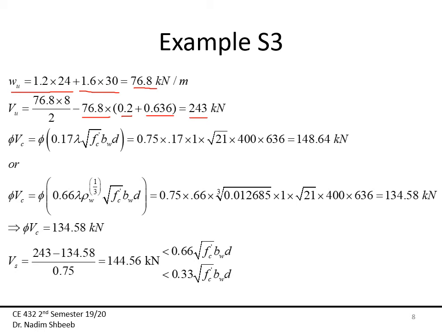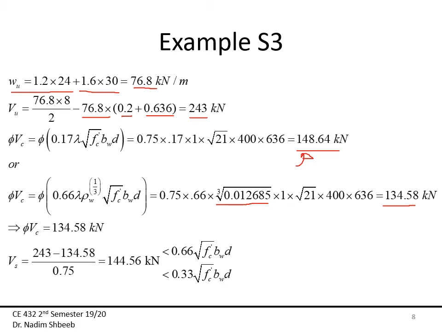Again, here I'm calculating both phi Vc. This is equation A, and I'm getting here 148.64. From equation B, I'm getting here 134.58. Since I'm using again 432, the rho w is not going to be any difference. Again, here I went with the smaller value of phi Vc, and I want to emphasize, if you guys elected to take 148.64, it is absolutely correct.